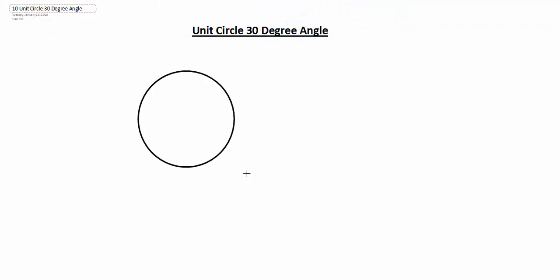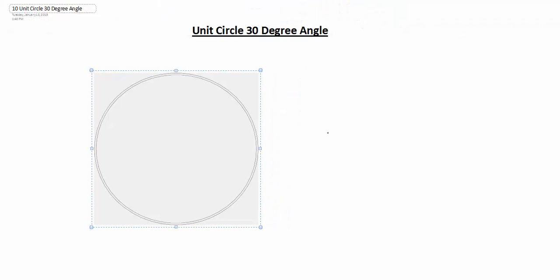Now in this video, just like the previous two videos, we're going to look at the unit circle looking at a 30-degree angle. So if we do that, we will look here at the unit circle. And it's going to be similar to the 60-degree angle, because if we look at a 30-degree angle, it's going to be here. So here's our 30-degree angle.